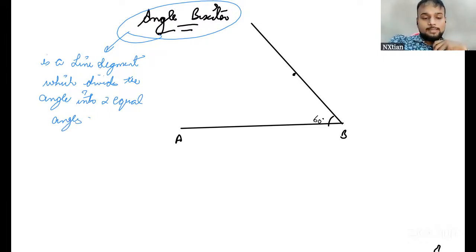So how to make an angle bisector? Have you made the 60 degree angle? Now open the compass, a little. Put the tip of the compass on B, open it a little, and then cut an arc like this.